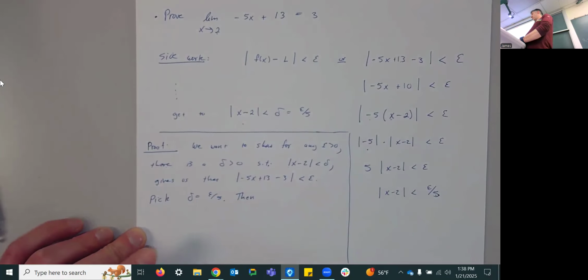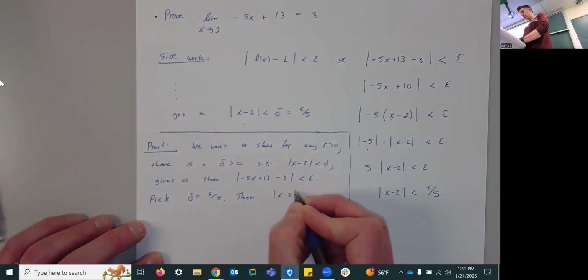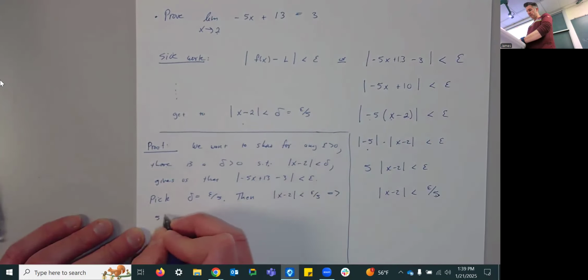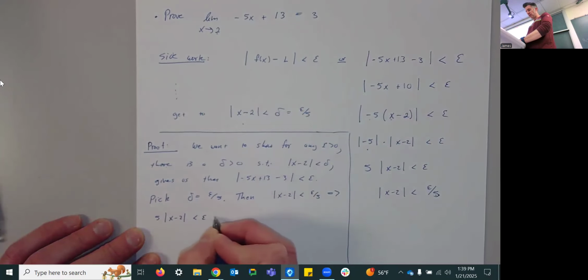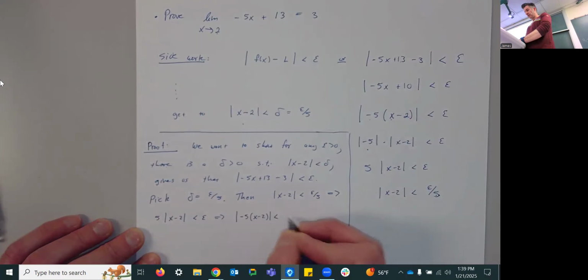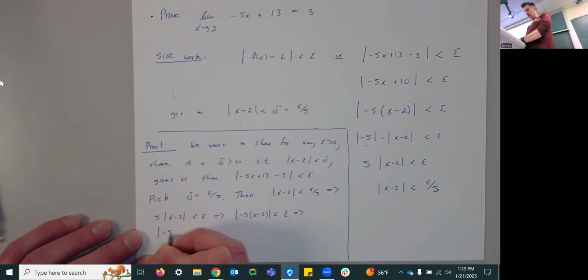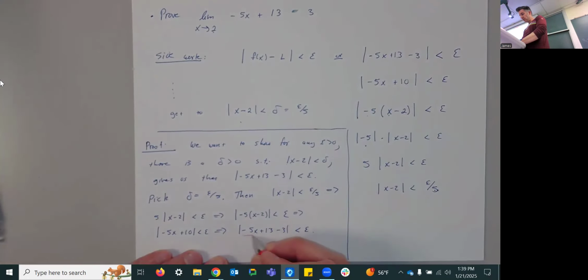Then we can, I'm going to show more work. I know I said it's going to be shorter. It's not true. Then the absolute value of x minus 2 less than epsilon over 5 implies that 5 times the absolute value of x minus 2 is less than epsilon, implies that the absolute value of negative 5 times x minus 2 is less than epsilon. I'm just working backwards. Implies that the absolute value of negative 5x plus 10 is less than epsilon. Implies that the absolute value of negative 5x plus 13 minus 3 is less than epsilon, which is our f of x minus our limit.